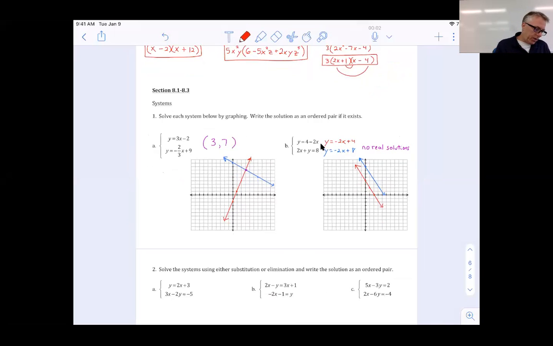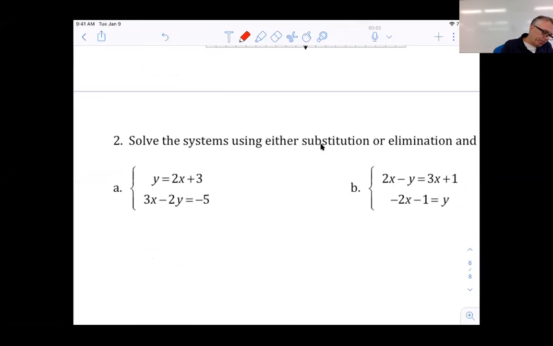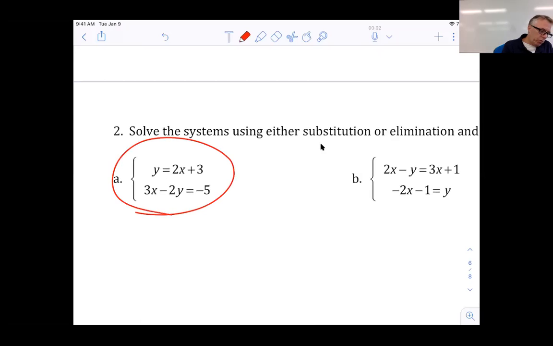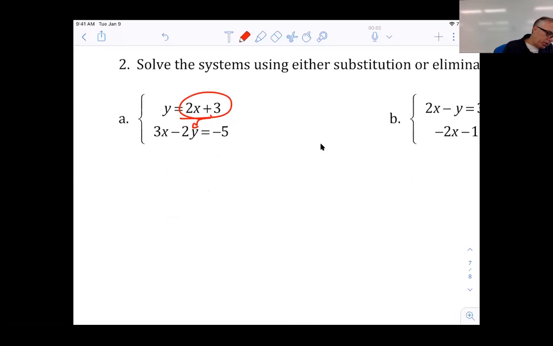All right, so I'm going to jump down to problem 2, where we're doing some substitution or elimination. Now, any of these 3 different processes will work for any of the problems, but some are more advantageous than others. For example, problem 2a, this one looks set up for a substitution. Because it already says y equals 2x plus 3, I can take that and substitute it into the second one, and the algebra should be fairly straightforward. So I'm going to do that substitution.